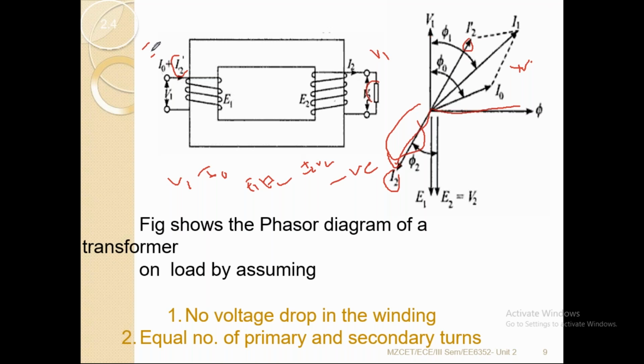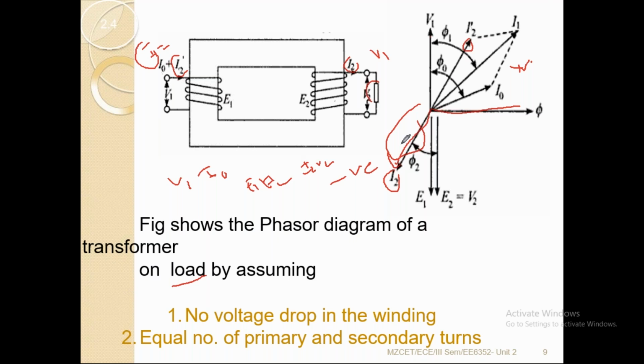So from this you can write I1 is equal to I naught plus I2 dash, because it is the primary current and it is the secondary current. Now we can represent here: phi naught is the phase angle between the primary voltage and primary current, and phi 1 is the phase angle between the primary voltage and the magnetic current. So this is the way of representing the phasor diagram when it is connected to the load.